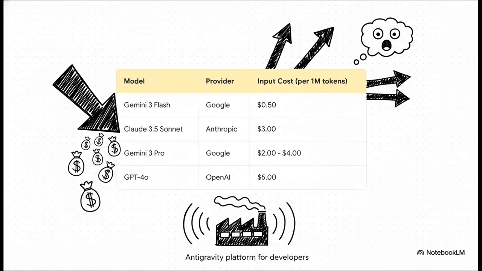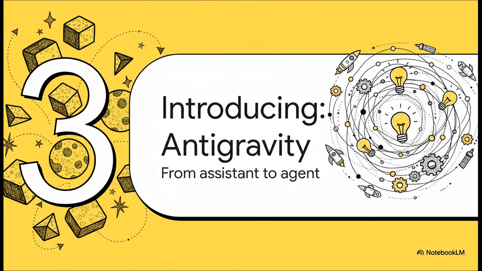This isn't just a small discount. This pricing completely changes the economics of what you can build. It makes large-scale AI features suddenly affordable. Okay, so we've established we have these super powerful and ridiculously cheap AI models. That's the engine. So what's the car you put it in?